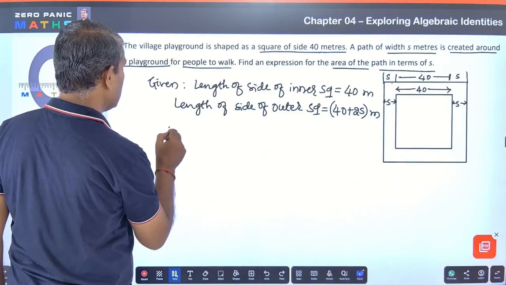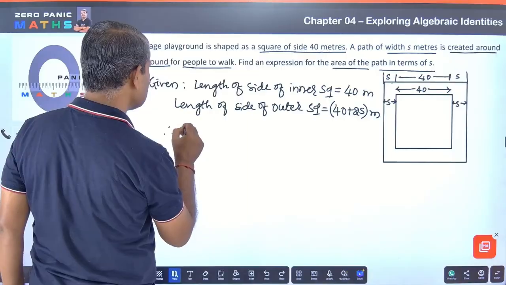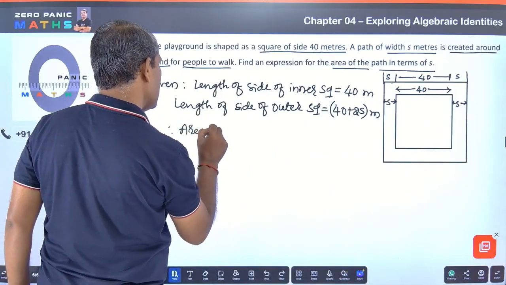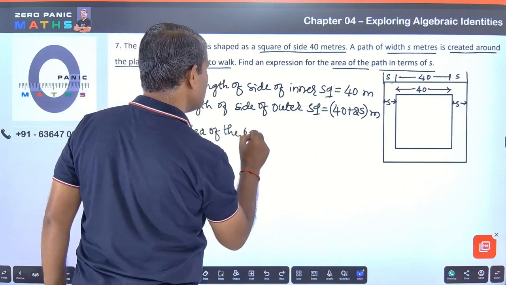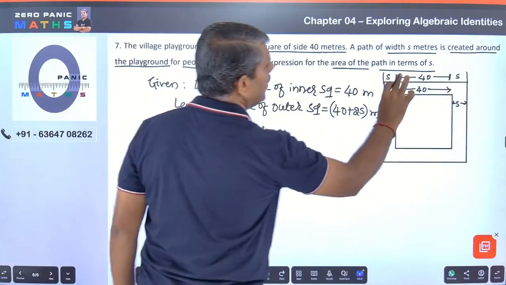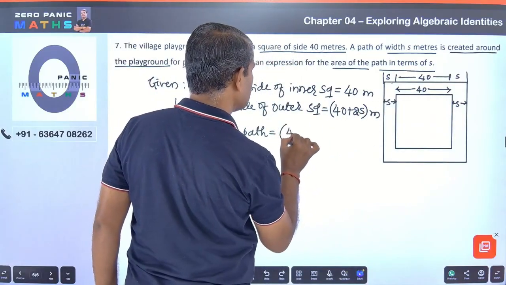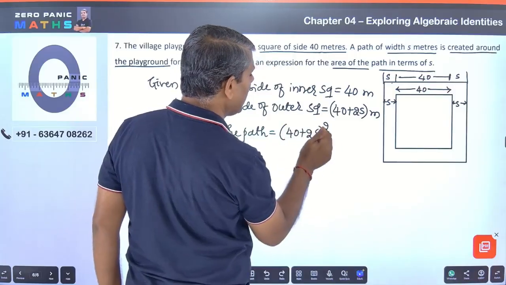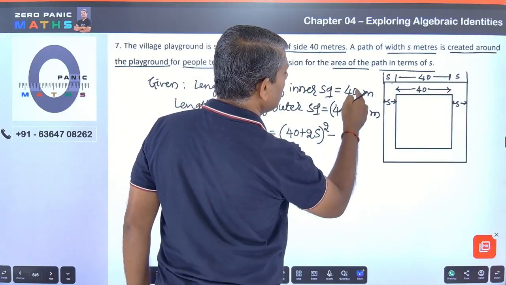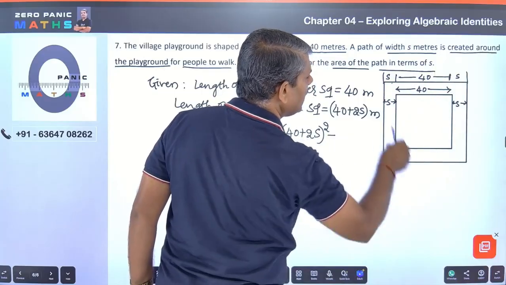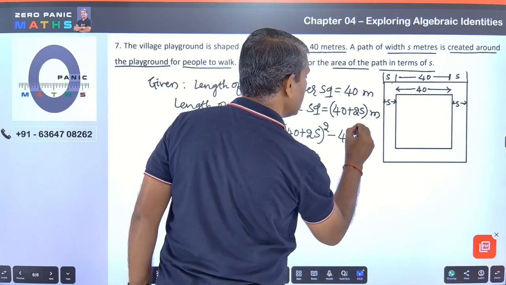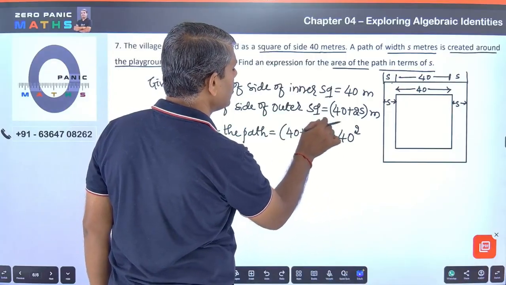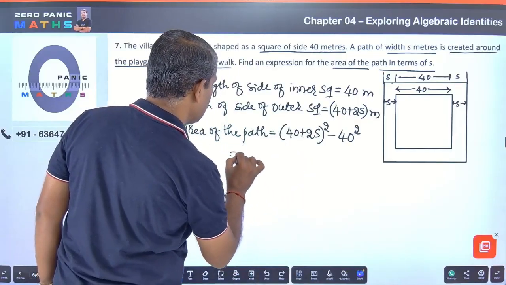So therefore the area of the path is equal to the area of the outer square. What is that? It is 40 plus 2s whole square, right? That is the side. So side into side will give you the area, minus the area of the inner square, that will give me this. Let me write that in mathematical terms. So this is expanded as (a plus b) whole square minus 40 square. Let me expand that.